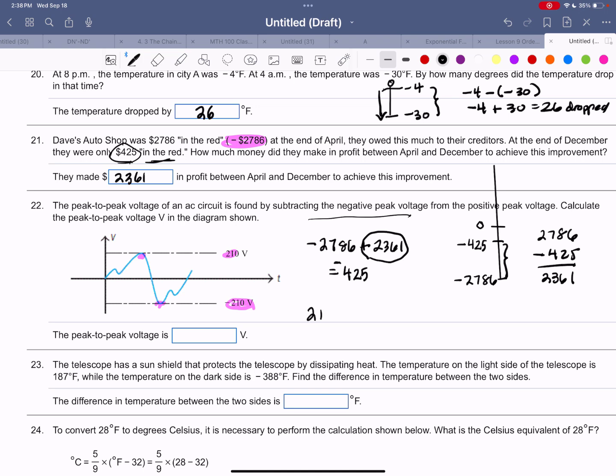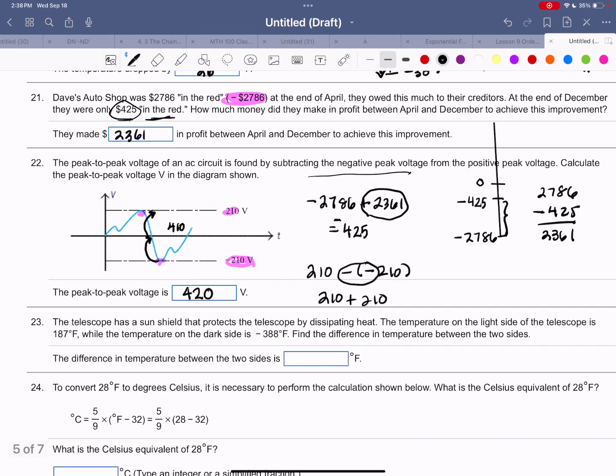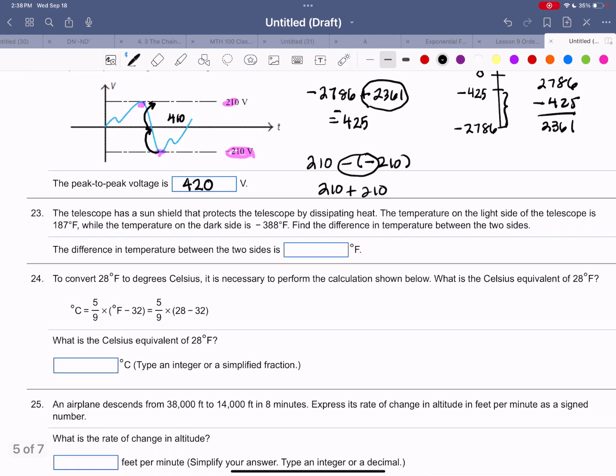So 210 minus negative 210. And what happens is the negative and the negative make a positive. 210 plus 210 is 420 volts. So in other words, we had to go up 210 here and up 210 more. So that's a total of 420. I'm sorry, 420.